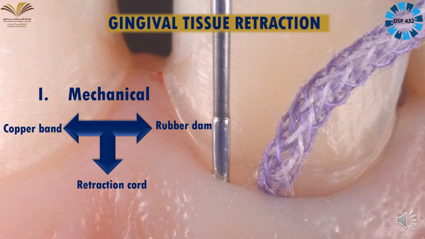Secondly, we were unable to visualize whether the retraction is proper or not, and sometimes if the operator is not properly trained, then you might damage the soft tissue. So all these were drawbacks with your copper band. That is the reason we are not using the copper band commonly nowadays. We have other good methods for retraction, that is your retraction cord technique.